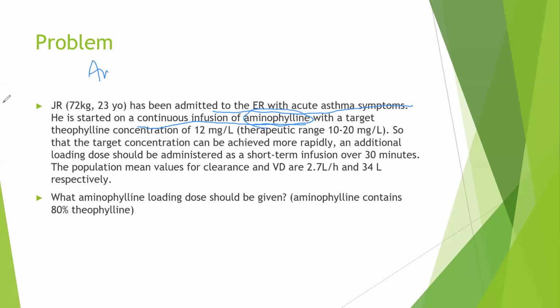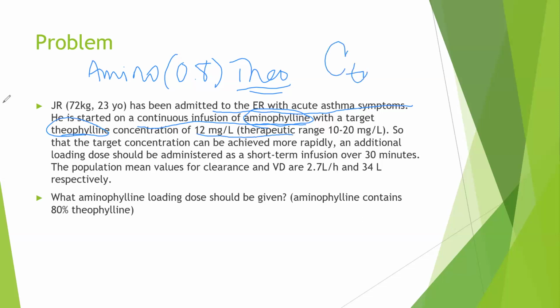Aminophylline is a salt of theophylline. It's 80% theophylline, and theophylline is the active drug we're looking for here. So we have a target theophylline concentration of 12 milligrams per liter. That's what we're going to be targeting. So our target is 12 milligrams per liter of theophylline. Make sure we keep these straight now.